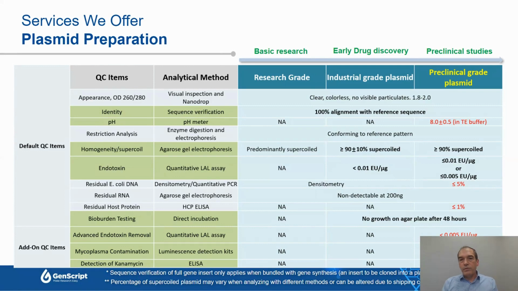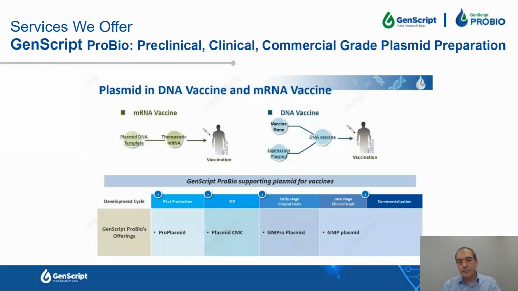So going into a little bit more detail about the plasmid preparation services we offer. I'm not going to go over this data. I'm just going to point out that we have several different grades of service. We have service types for research grade, for basic research, industrial grade for early drug discovery, and preclinical grade for preclinical studies. And those vary based on the quantities we produce, the quality of the purification, and parameters we test in QC. And of course, all of this can be customized for your needs.